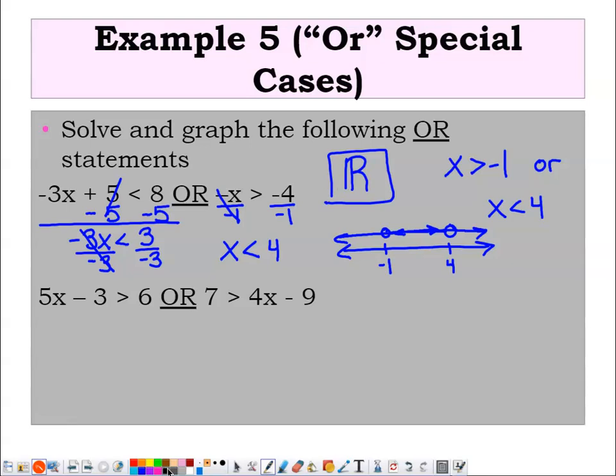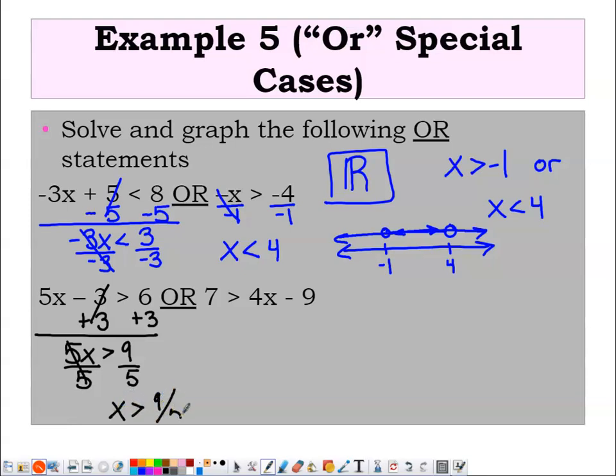Okay, let's go ahead and take a look at that next example. So we have 5x minus 3 is greater than 6, or 7 is greater than 4x minus 9. Okay, let's go ahead and solve. So add 3. Cancel. 5x is greater than 9, okay? And then we just go ahead and divide by 5. Okay? So our first part, we get x is greater than 9/5.